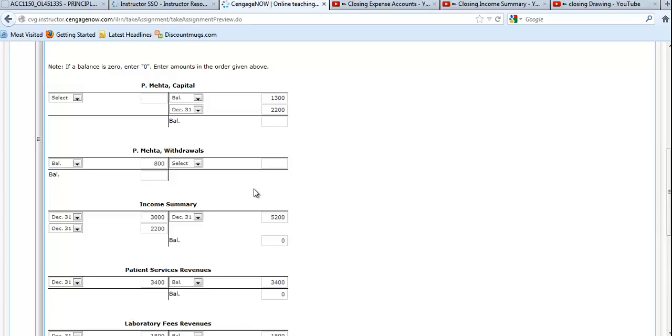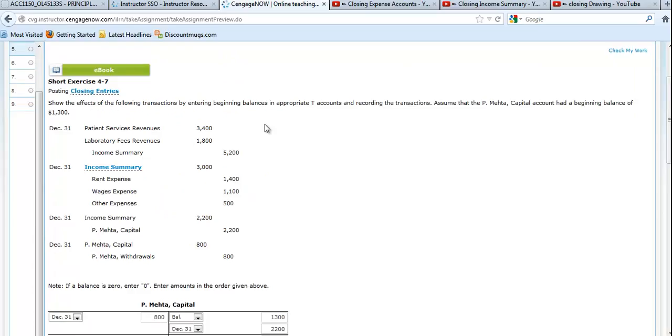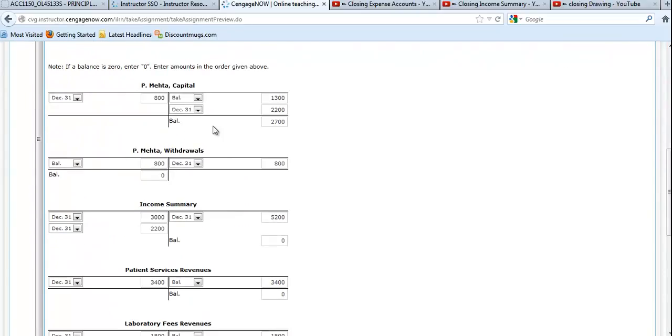So then step 4, close our drawing account. So I credit for $800, and it now has a zero balance, and I debit or decrease my capital account for the $800 amount. So what happens at this point then, I need to balance my capital account. So for my capital account, I had $1,300 was my beginning balance in there. And I'm going to add my $2,200 and then subtract my $800. So there's no place for footing in here. We simply take the $1,300 plus the $2,200 minus the $800 and we get $2,700.